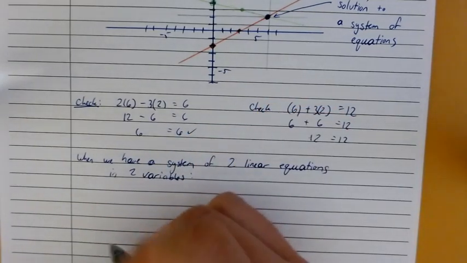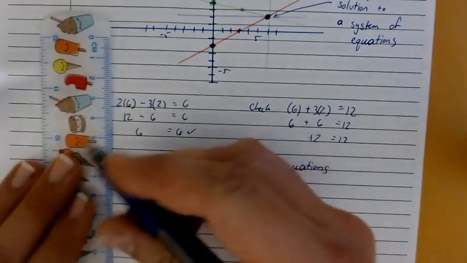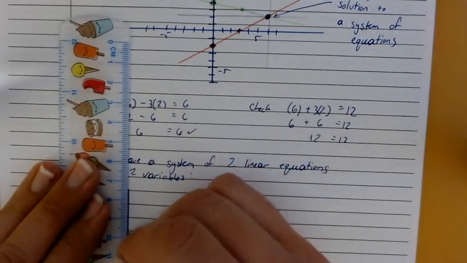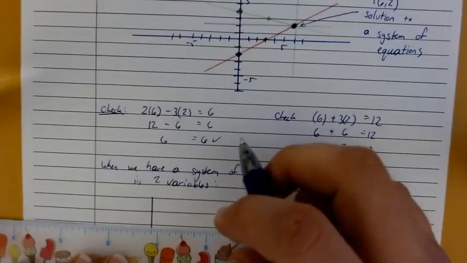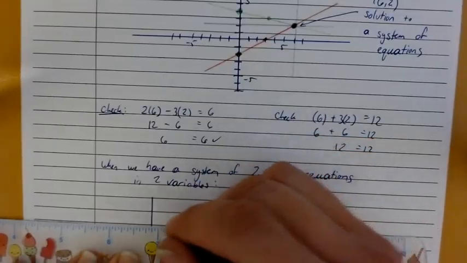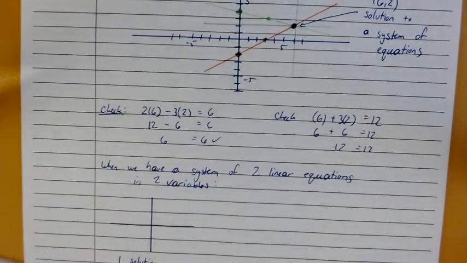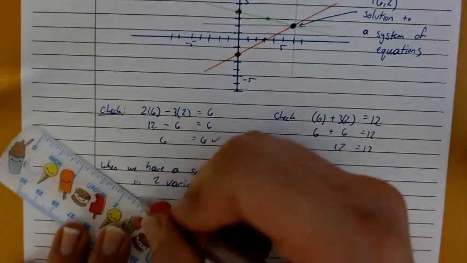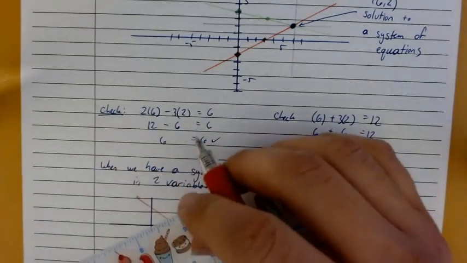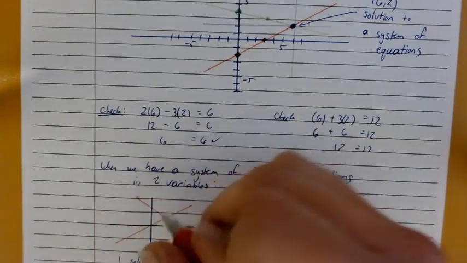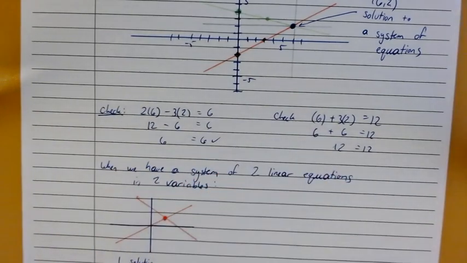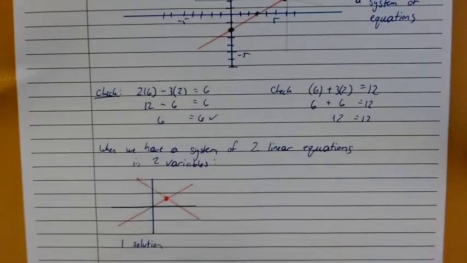The only possibilities are what we just saw, namely that your system has a single solution, because the two graphs crossed at exactly one point. And that one solution might be different depending on your system, but there's only one.